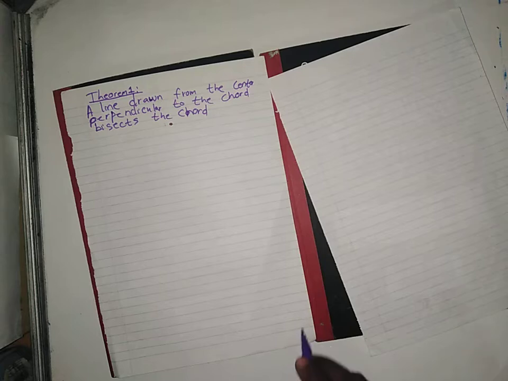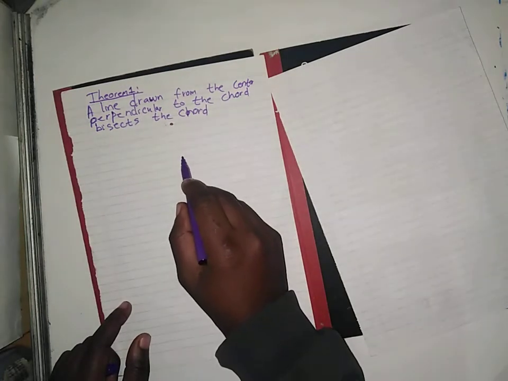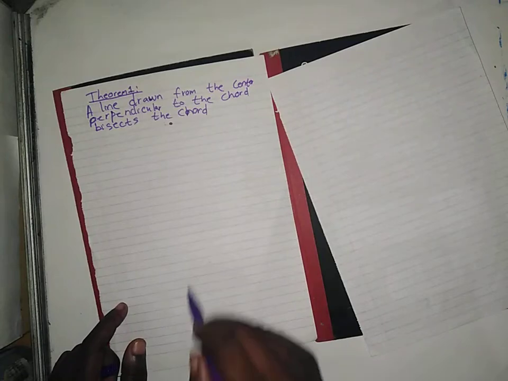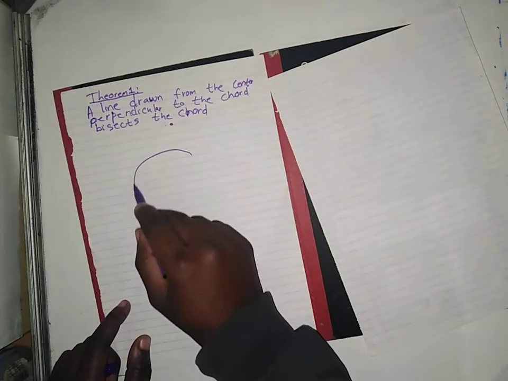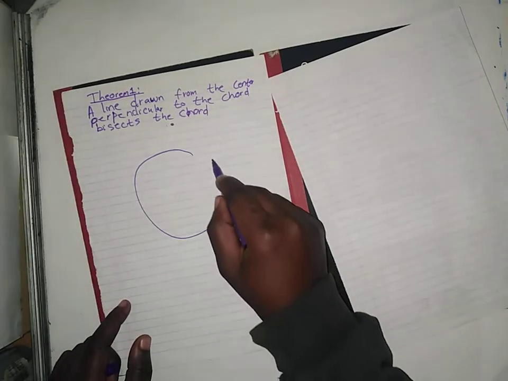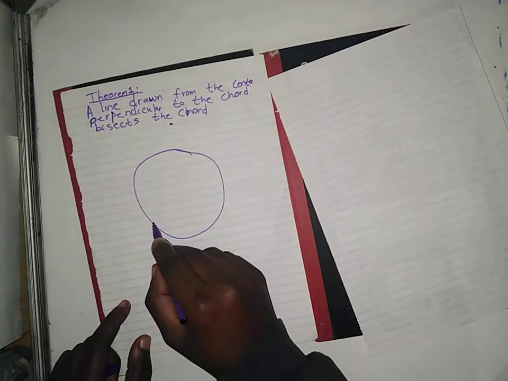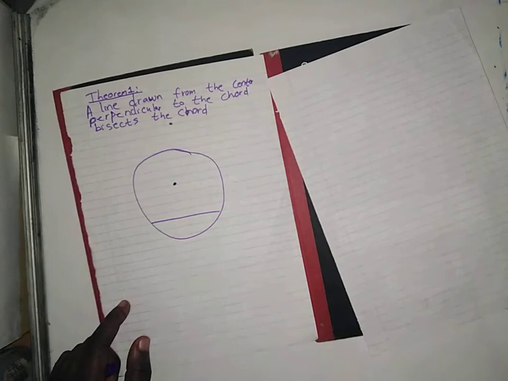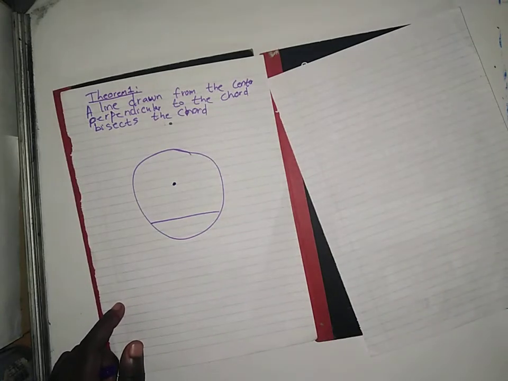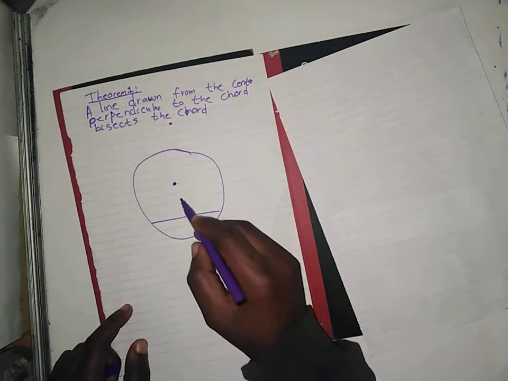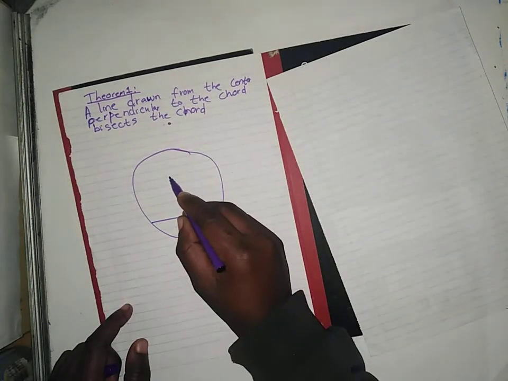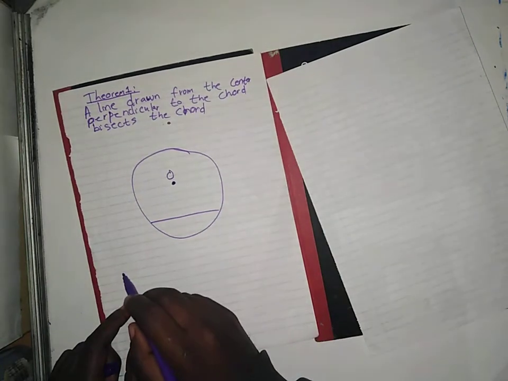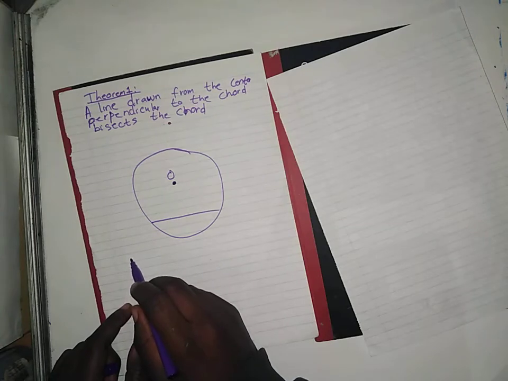Okay, so in this theorem, you've got a circle, and then you've got a chord, and then you've got a center. This theorem says the following. It says that if you have a line that is drawn from a center, let's call it center O, to the chord, and let's call this chord PQ.